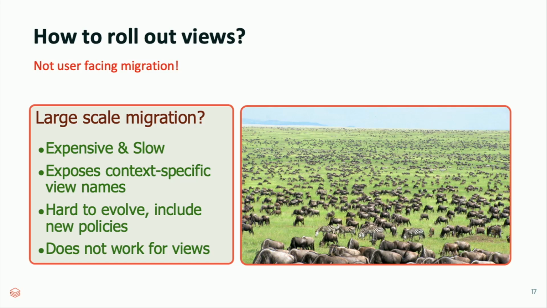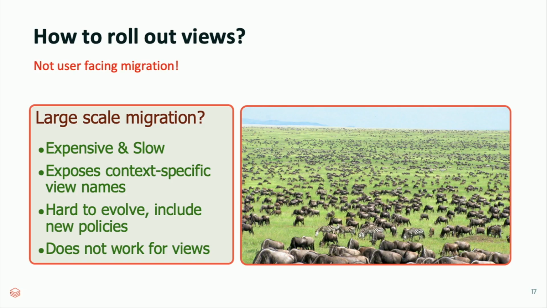But migrating views manually is a very human and error-prone process. We don't want our developers to go and manually replace each table with its respective view. It's a slow and expensive process and exposes the context-specific view names to the business logic. You don't really want your user to be exposed to the policy and the encoding of the policy in their script. And it makes things hard to evolve. Like, how do we roll out a new regulation or a new policy? We're going to go again and ask our users to change their scripts.